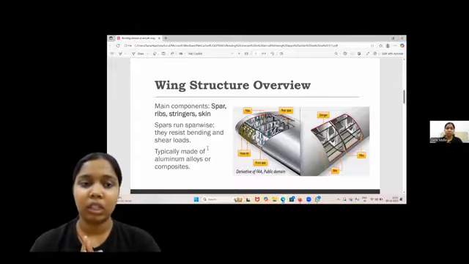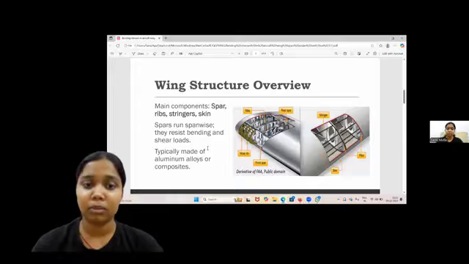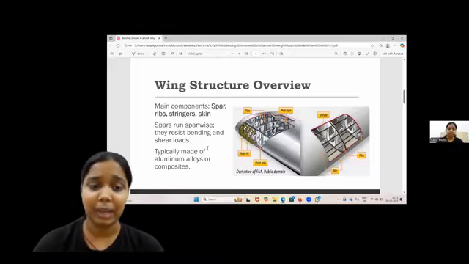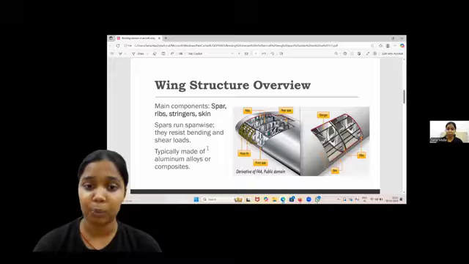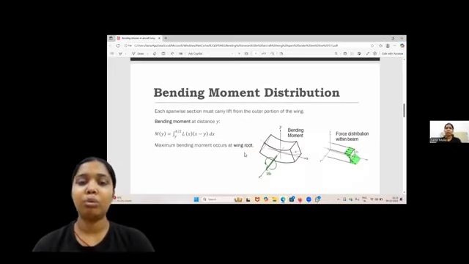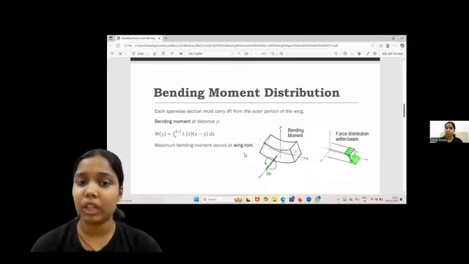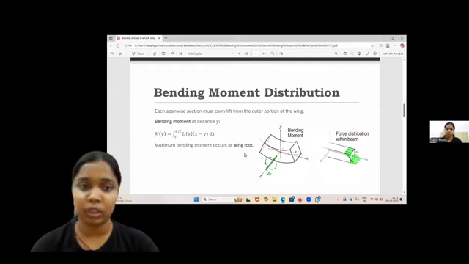So let's talk about spars. Spars run span-wise. They resist bending and shear loads, typically made of aluminum alloy or composite. Now, talking about bending moment distribution. We know each span-wise section must carry lift from the outer portion of the wing. And let's calculate the bending moment at a random distance y.